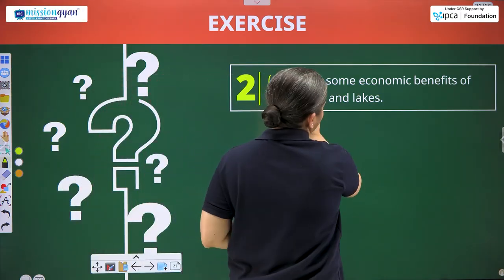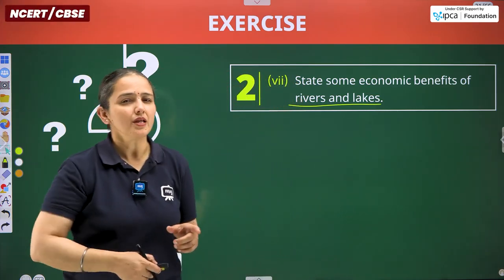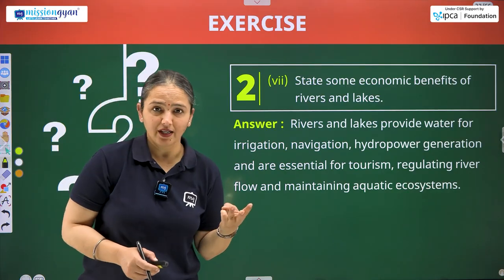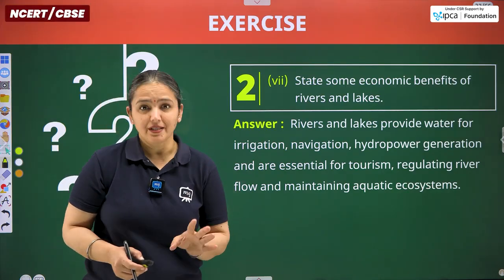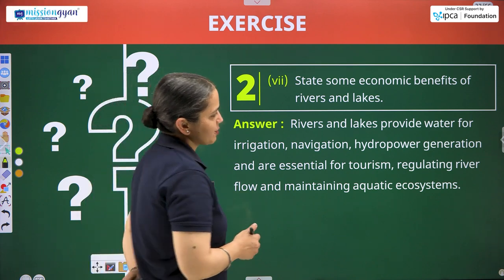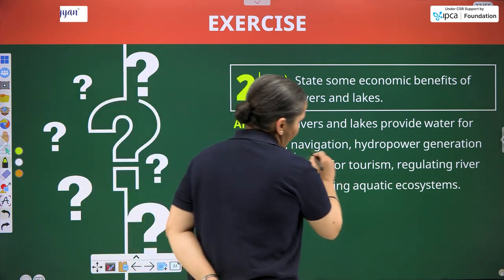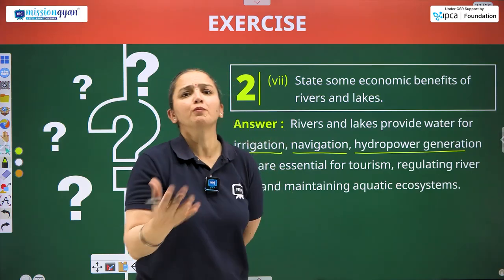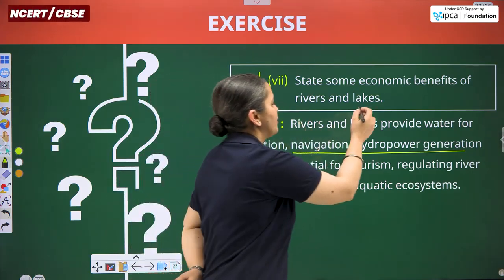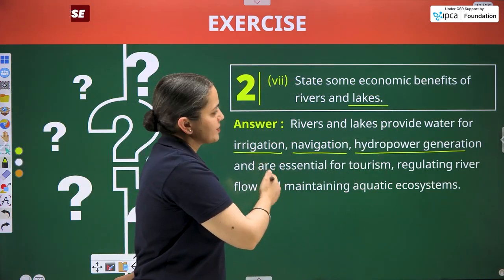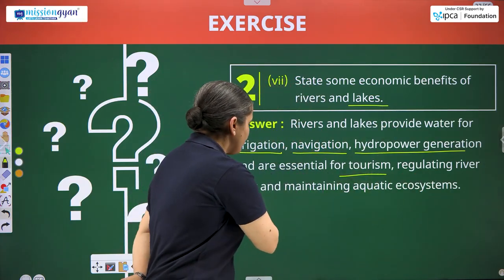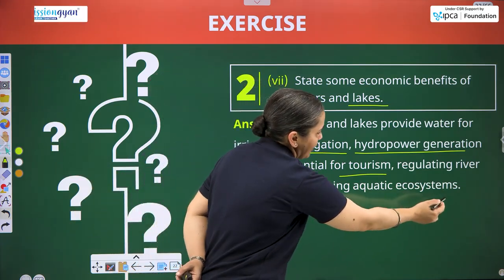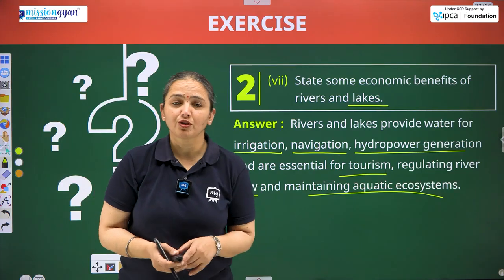State some economic benefits of rivers and lakes. We have discussed this: the irrigation part, the navigation part, and the hydropower electricity generation are the three basic concerns. So rivers and lakes provide water for irrigation, navigation, and hydropower generation. Along with that, it does promote tourism as well, and I'm particularly talking about lakes. They are essential for tourism, regulating river flow, maintaining the availability of water, along with maintaining the aquatic ecosystem. It also preserves marine life.